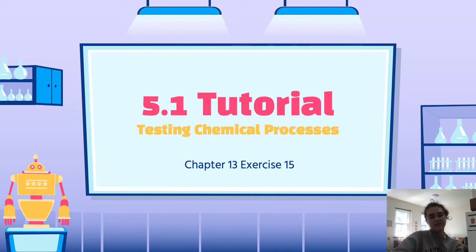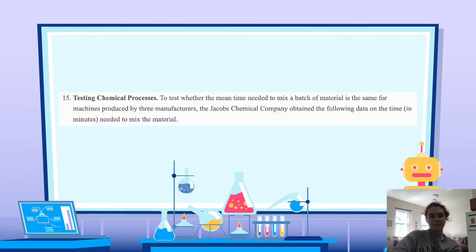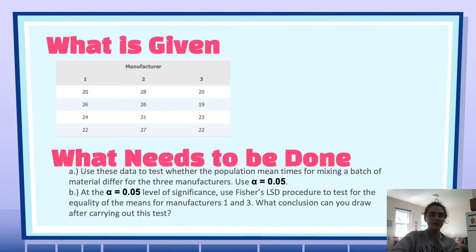This week, for my 5.1 tutorial, we will be going over Chapter 13, Exercise 15, Testing Chemical Processes. Testing chemical processes says, to test whether the mean time needed to mix a batch of material is the same for machines produced by 3 manufacturers, the Jacobs Chemical Company obtained the following data on the time, in minutes, needed to mix the material. So what we are given is a table showing the 3 different manufacturers and 4 samples from each manufacturer for the time in minutes that it takes to mix the chemicals.